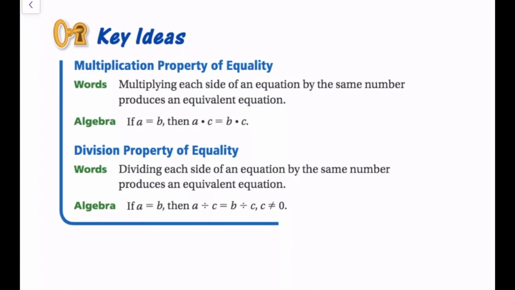So the same exact properties work for multiplication and division. Whatever you multiply on one side of the equation, you have to do on the other side of the equation. And whatever you divide on one side of the equation, you have to do on the other side of the equation. So anytime you're changing a value by using an operation in an equation, on one side, you have to do that exact same operation on the other side in order to keep that equation true.